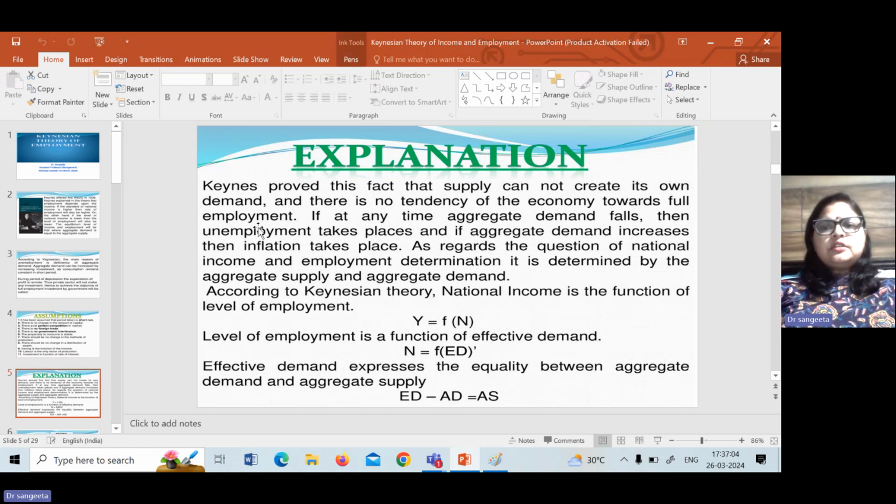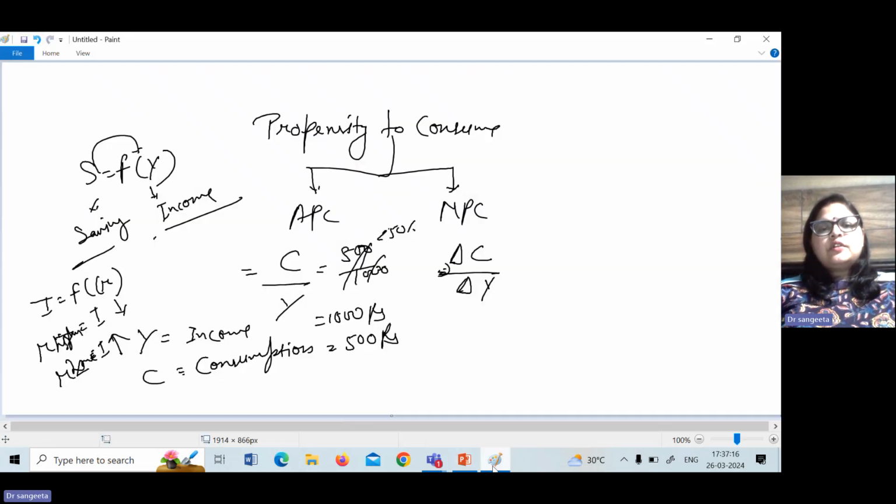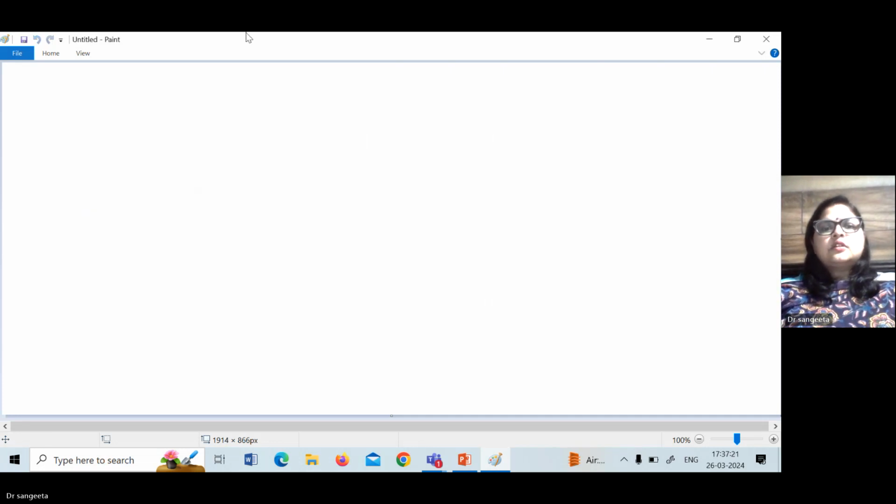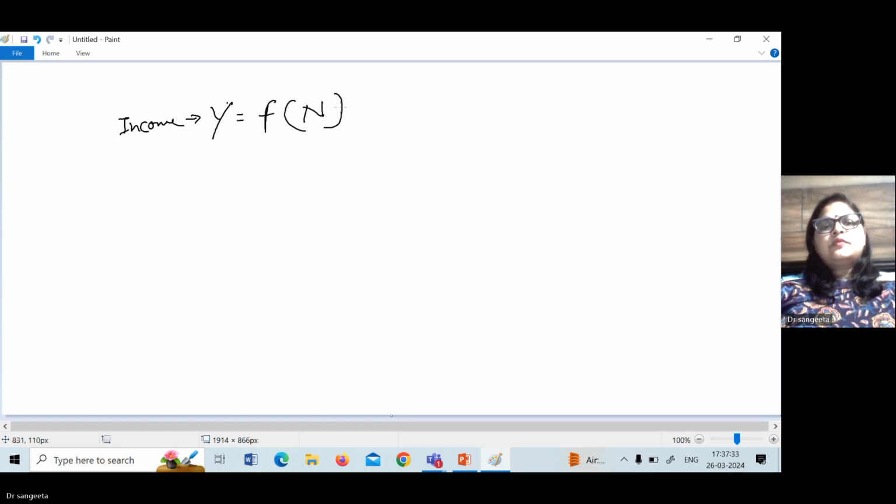So now we explain this theory. Keynes described that national income is a function of the level of employment. Here Y is a function of N. National income is a function of the level of employment.